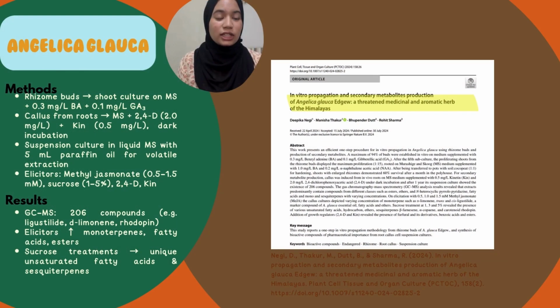hence making them ideal for commercial production. Lastly, in Angelica glauca, which is a Himalayan herb, the rhizome buds were cultured on MS medium with benzyladenine and gibberellic acid, achieving 94% shoot regeneration. The callus was induced from roots using 2,4-D and kinetin under dark conditions, and then transferred to liquid suspension cultures. The use of paraffin oil in the medium actually helped trap the volatile compounds. The GCMS analysis detected over 206 compounds including ligustilide and rhodopin. When treated with methyl jasmonate or sucrose, which are the elicitors, the culture showed increased monoterpenes and fatty acids, highlighting their potential for producing high-value bioactives.